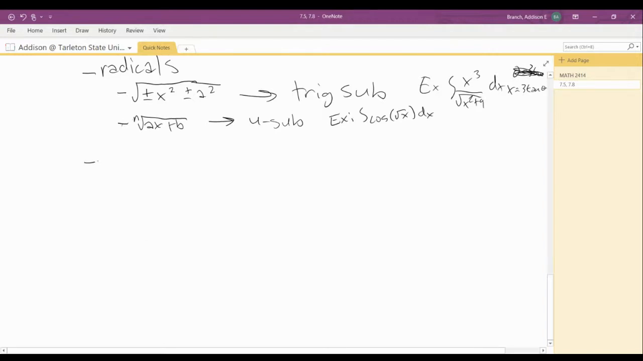And lastly, I would also say if you have some sort of weird quadratic, that's just the best way I can put it, you can complete the square.